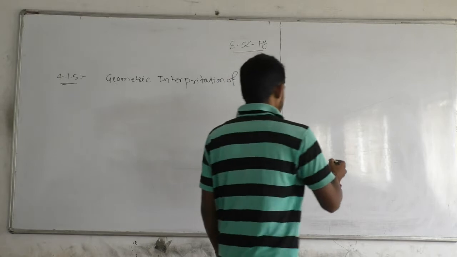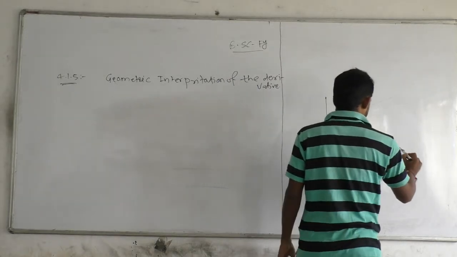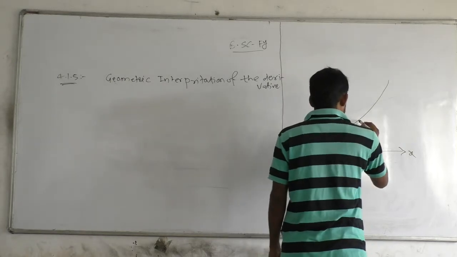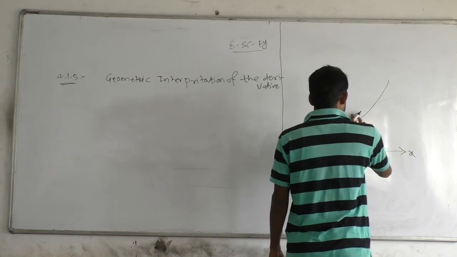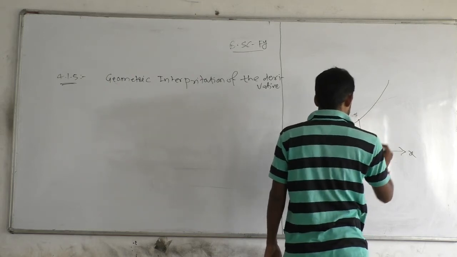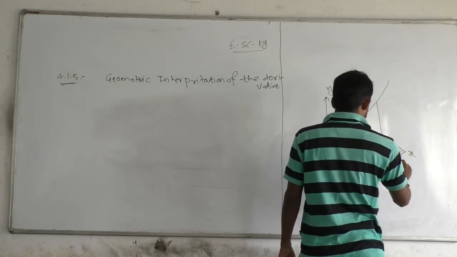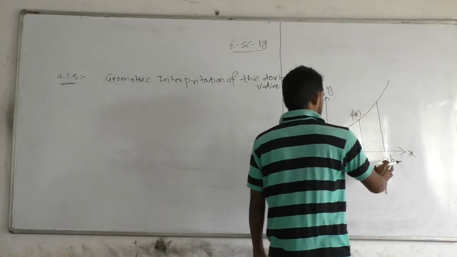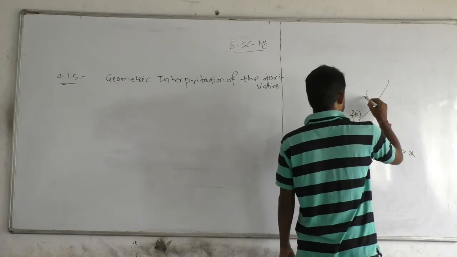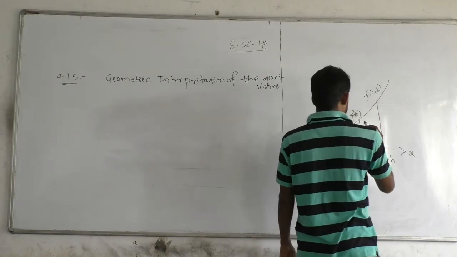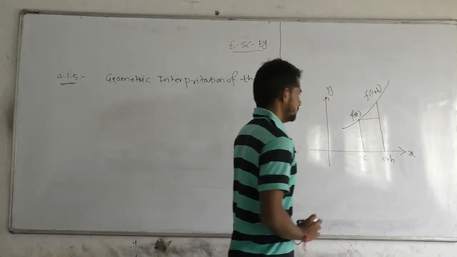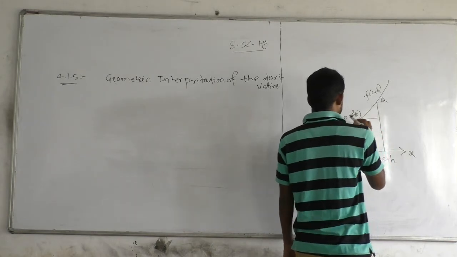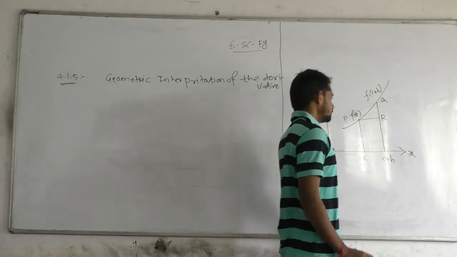Now also, if this is the Cartesian x and y, and this is a given curve, this point is c, and this point is c plus h. Now the value of the function f at c is f of c, and the value of the function f at c plus h is f of c plus h. Now if we draw this line, this point is Q, this point is P, and this point is R.